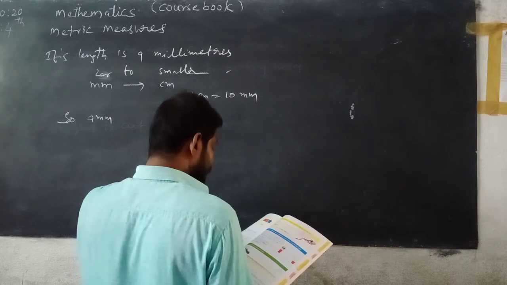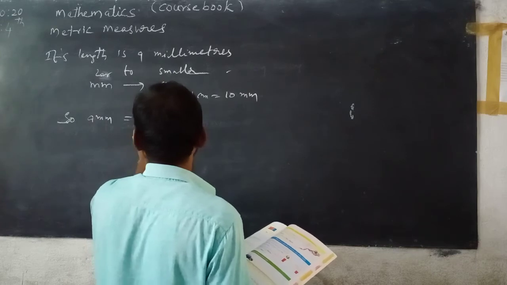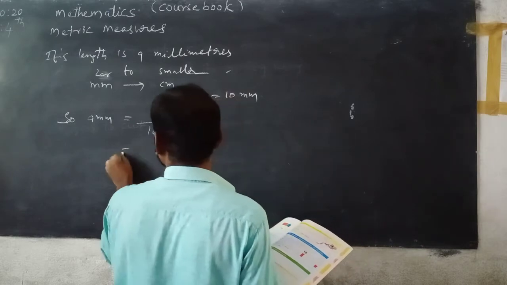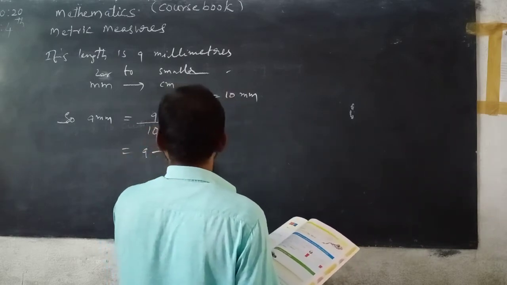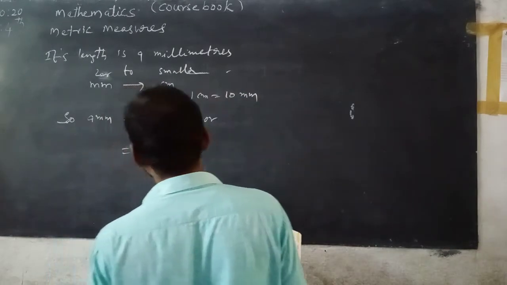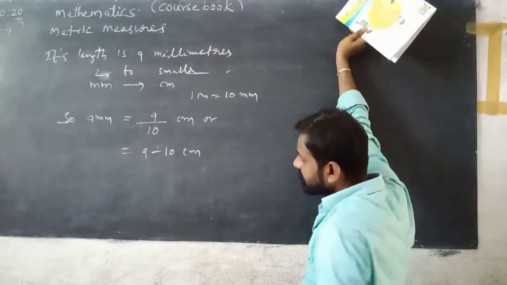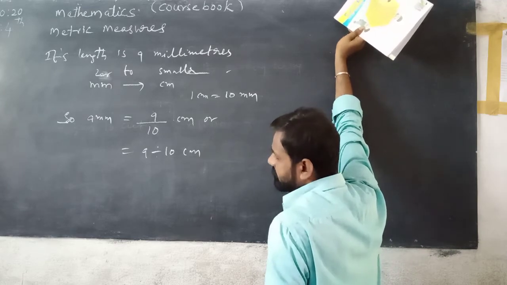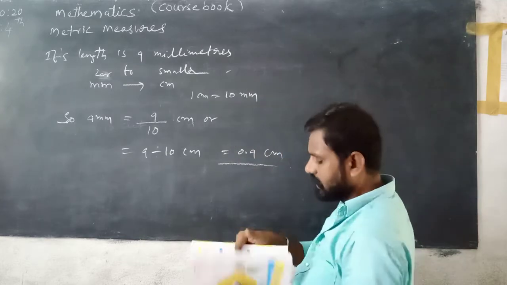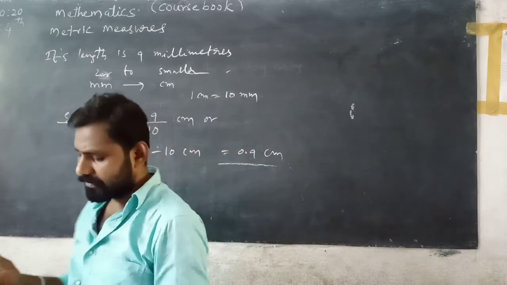See here, 9 millimeter is converted into centimeter, means 9 by 10, or 9 divided by 10 centimeter. To express the millimeter, 9 divided by 10, what do we get, beta? You can get 0.9 centimeter. Next, to express millimeters in meters, we need to divide it by 1000.